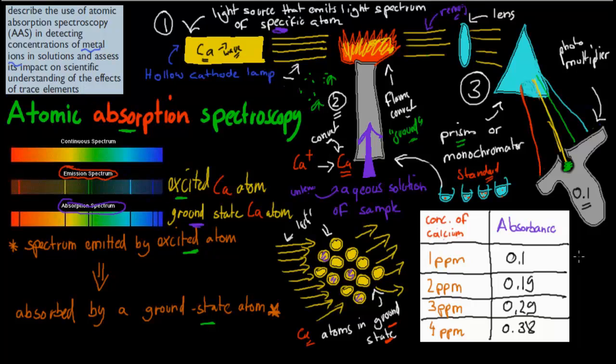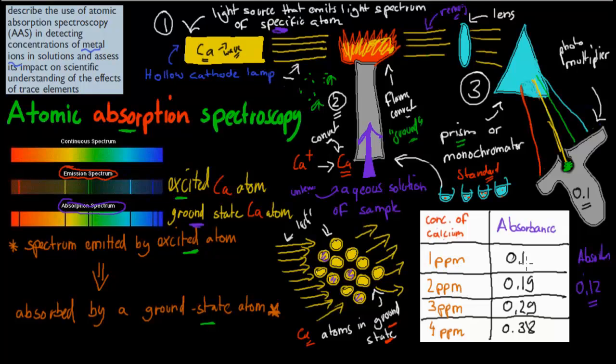Let's say we get this unknown sample, which we don't know the concentrations for. Let's say we get an absorbance value of 0.12, right? Then we can use this data to figure out, okay, these were the standard ones, the ones we knew exactly how much concentration they had. And if it has 0.12, that means it will be more than 1 part per million, less than 2 parts per million.